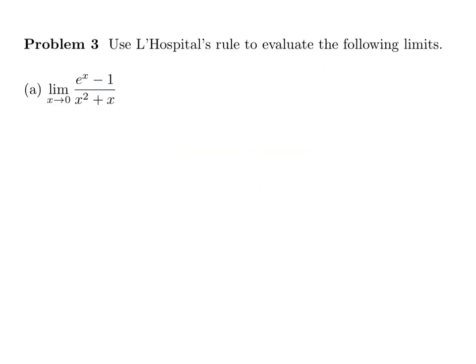In problem 3, we'll use L'Hopital's rule to solve 3 separate limits. If you look at this very first limit, you should ask, what happens if I put 0 in place of all of the x's? If you do this, you get e to the 0 minus 1 all over 0 squared plus 0. That's 1 minus 1 over 0. Hey, this is a 0 over 0, an indeterminate form, meaning L'Hopital's rule does in fact apply.